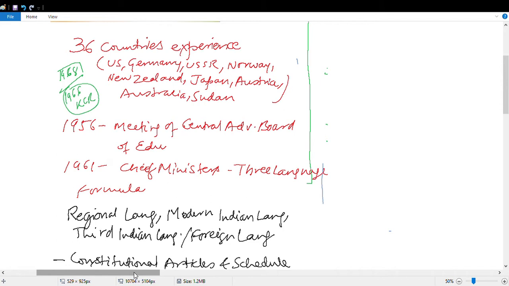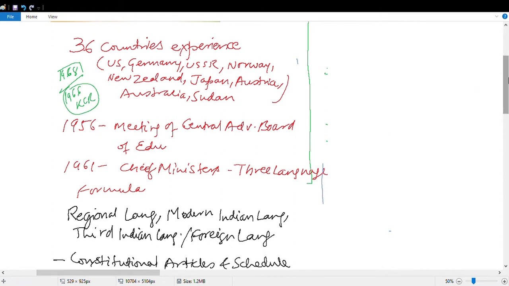In 1961, with this backing, chief ministers of all the states held a meeting. The three language formula was devised, in which one would be a regional language, one a modern Indian language, and a third language which may be an Indian language or a foreign language, was to be introduced.